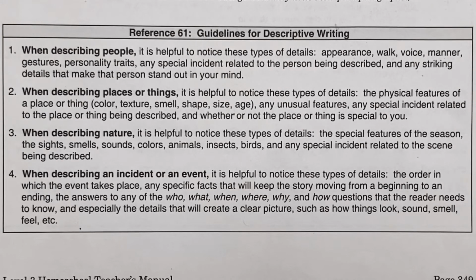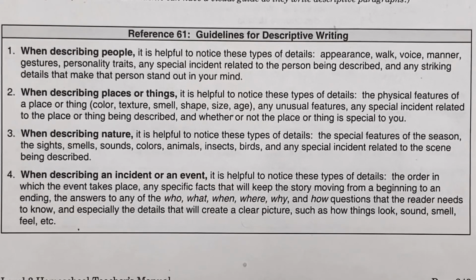And number four, when you're describing an incident or an event, you have to include this kind of information: the order in which the event takes place, or any specific facts that will keep the story moving from the beginning to the end. Because it's kind of weird if you're not describing from the beginning to the end, right? And then the answers to the who, what, when, where, why, and how questions that the readers need to know, and especially the details that will create a clear picture, such as how things look, sound, smell, and feel. Okay?